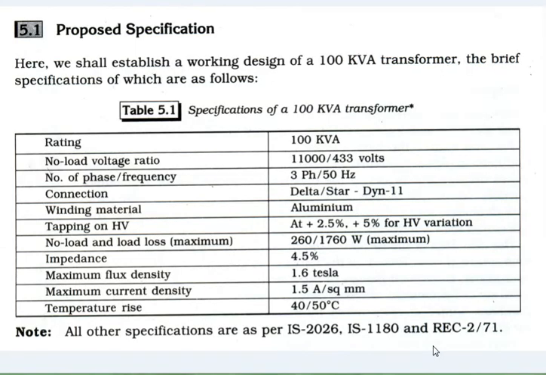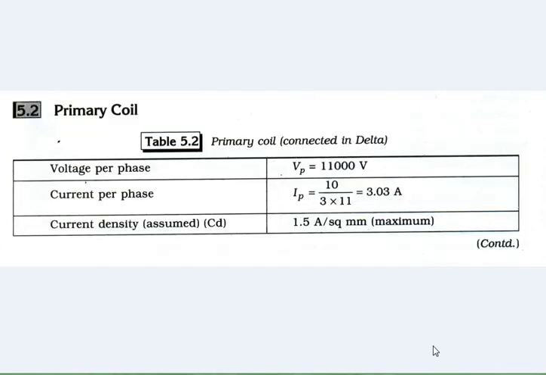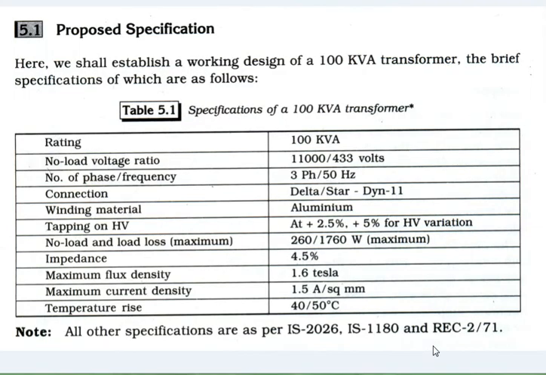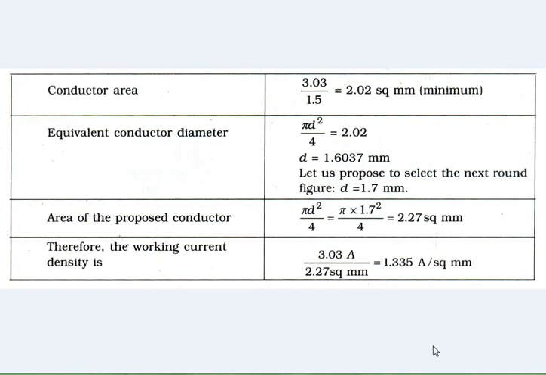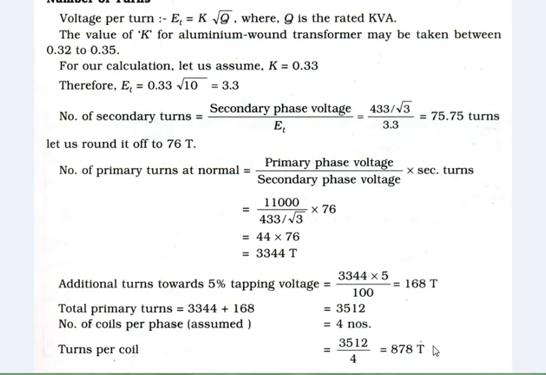It was a 100 kVA transformer, and the voltages are 11,000/433 volts, the number of phases is 3, the frequency is 50 hertz, and the working flux density is 1.6, and all those attributes. First, we designed the primary coil, or the high voltage coil. We took the current density as 1.5 amperes per square mm because it was an aluminium winding material. Then this was the conductor area chosen based on the working current density, and this was 1.335.